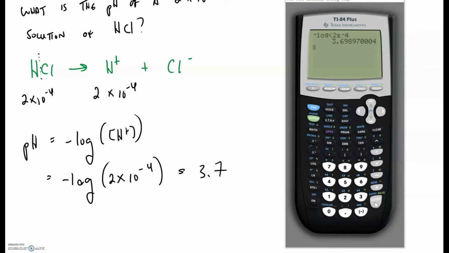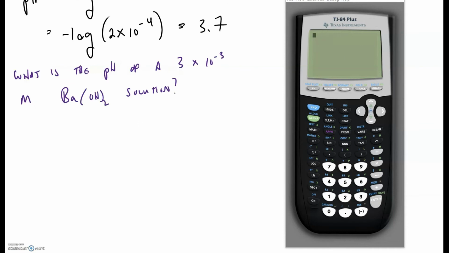3.7. And that's all you do. Let's try one going from OH minus.